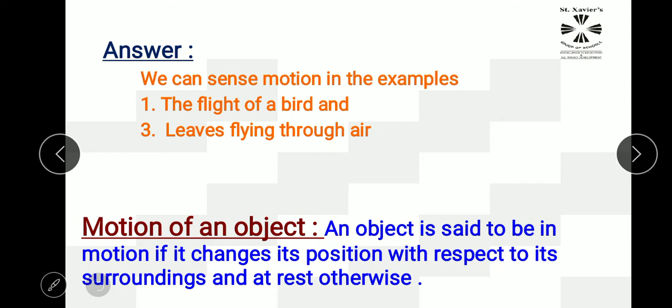So we can define motion. Motion of an object: an object is said to be in motion if it changes its position with respect to its surroundings and at rest otherwise. Again I'll repeat, students, an object is said to be in motion if it changes its position with respect to its surroundings and at rest otherwise. So this is about motion, students.